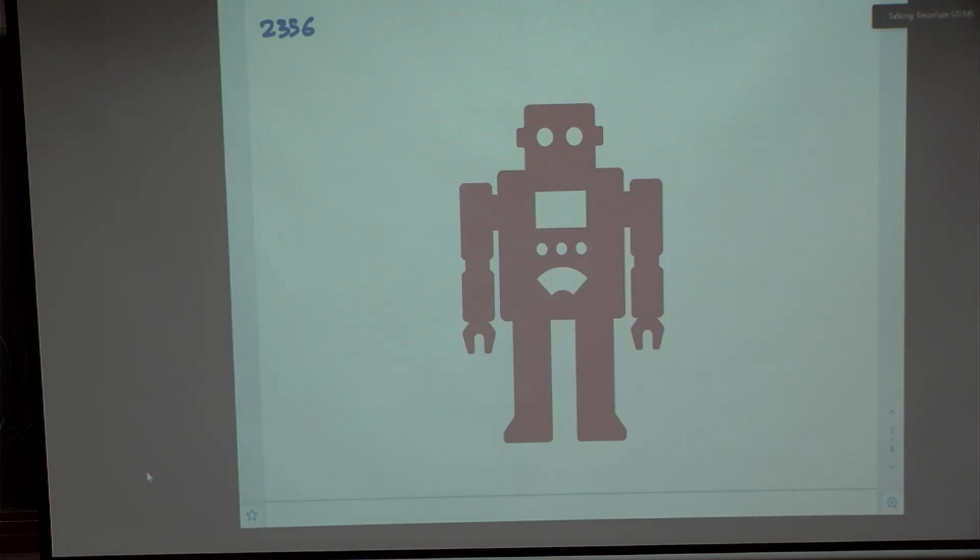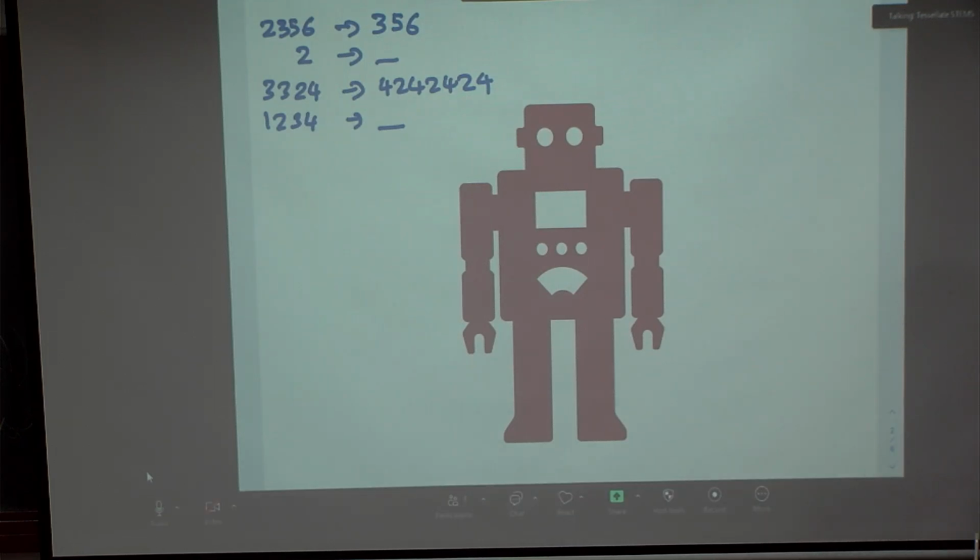So after all this computation, this machine will give me back 356. I gave it 2. After some time, I got an empty paper back. I gave it 3324. After some time, I got 424242. And I gave it 1234. It gave me again an empty tape. So it looks very weird, right? There's no logic in what this thing is doing.